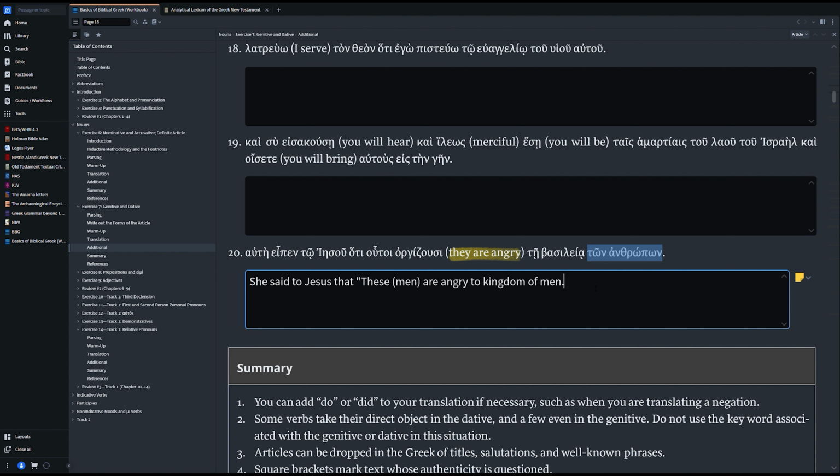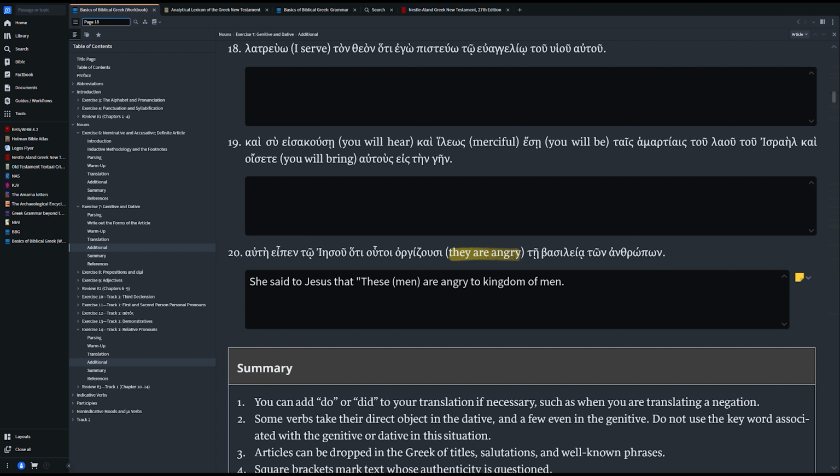Okay, so we've got a very confusing sentence. It says, and she said to them that these are angry to the kingdom of men. Okay, so we got ourselves a weird sentence here. These men are angry to the kingdom of men, and that's in the quotation mark.